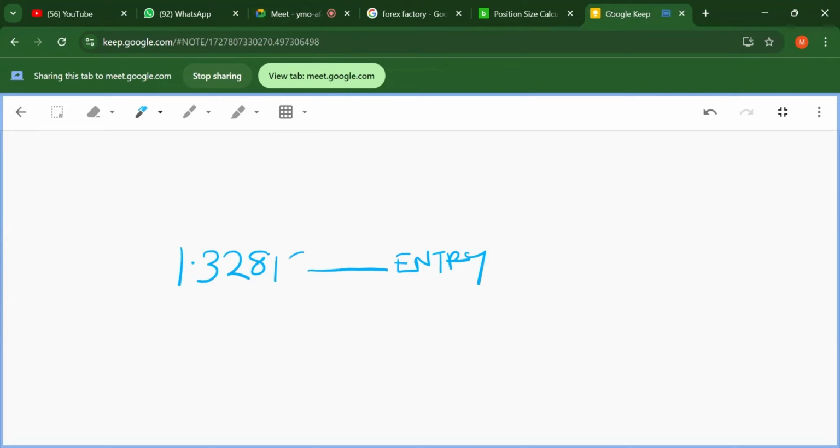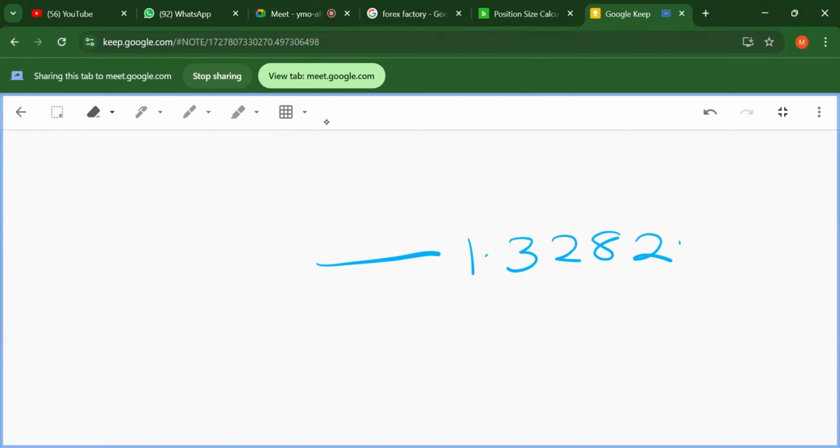We said a pip is to the fourth decimal point. So you count 1, 2, 3, 4. If the next digit exceeds 5, you round off. So 8 will round off this 1 to 2. You are speculating that this market will go down. But in case it goes against you, how many pips are we willing to lose? 20 pips.